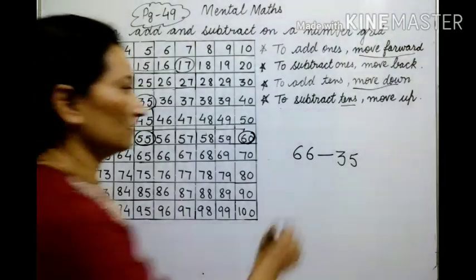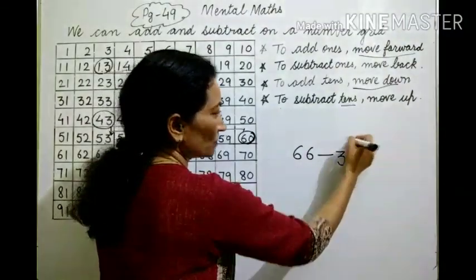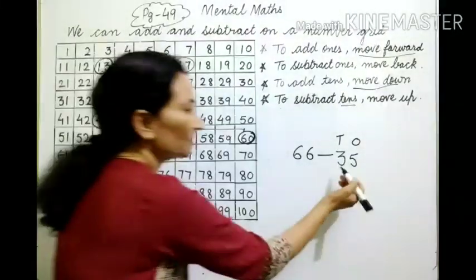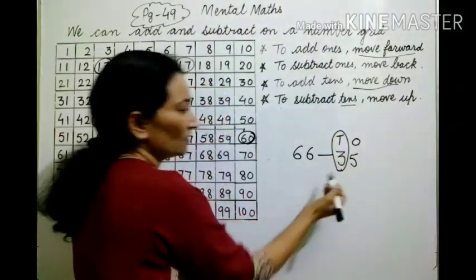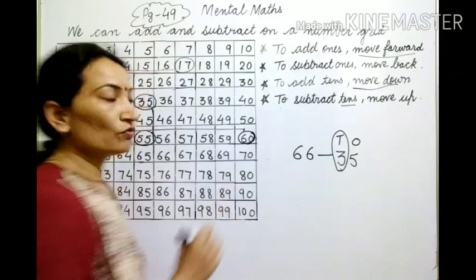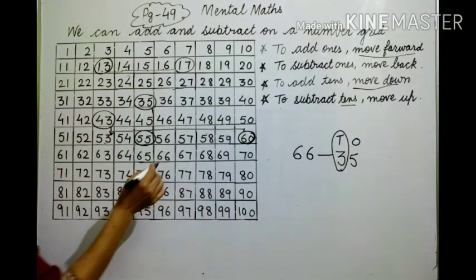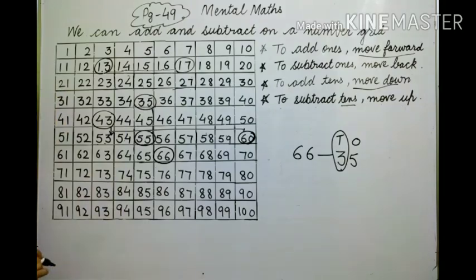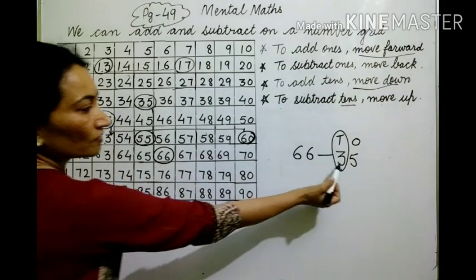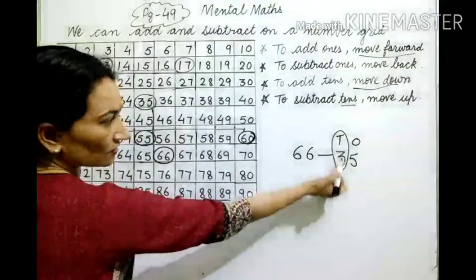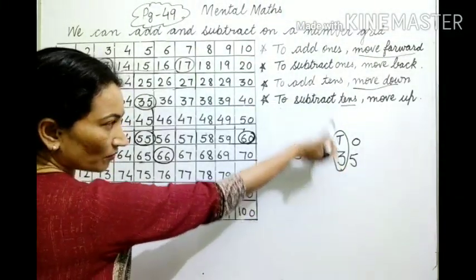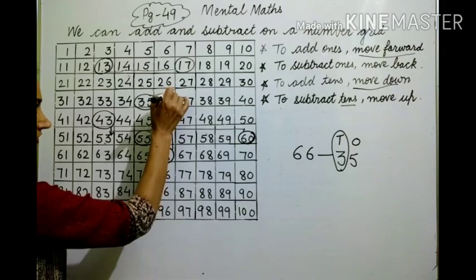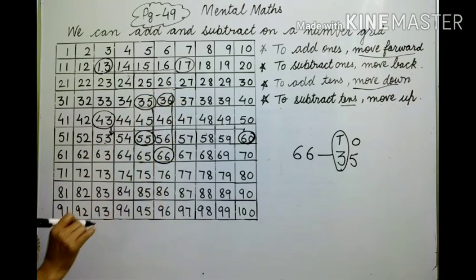Okay, then how will we subtract? First we see how many tens and ones. Here 3 tens means we will move 3 steps up. First we find where is 66. Here is 66. Now 3 steps, as 3 tens, then you will move 3 steps up. 1, 2, 3. The number is 36.